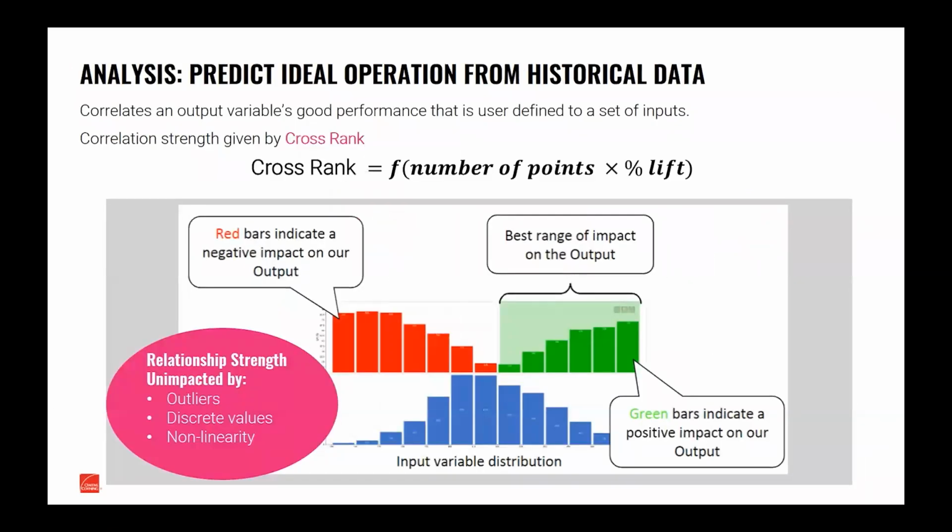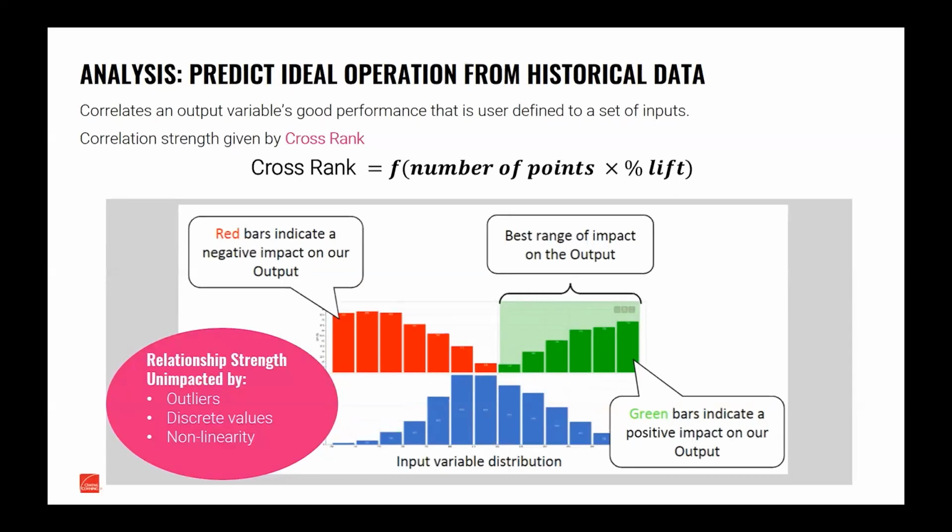So once the process data is structured in your database, you can actually begin establishing relationships between process variables and test the effects of input variables on output variables. So within our selected software, we were actually able to correlate a KPI's good performance that's user defined by the engineers in the plant, and then correlate that with multiple input variables at one time using a cross-rank system.